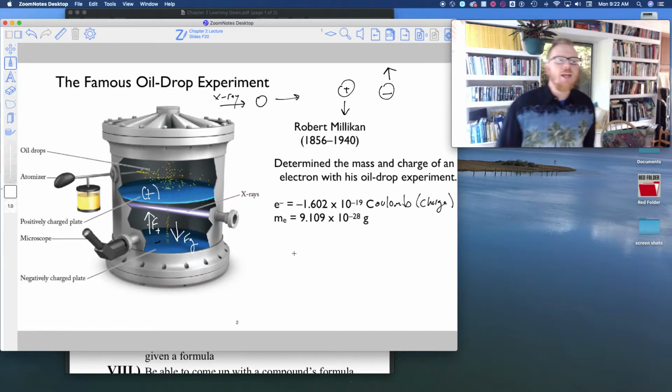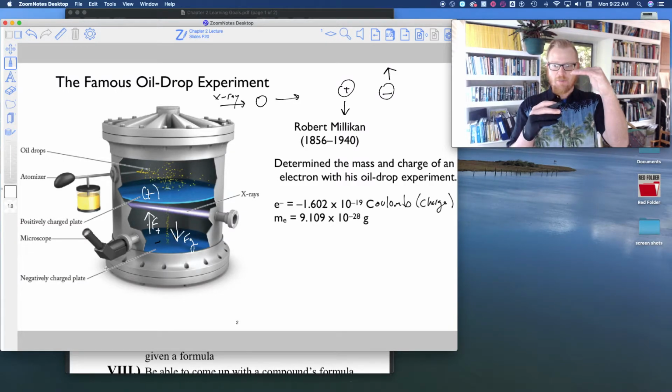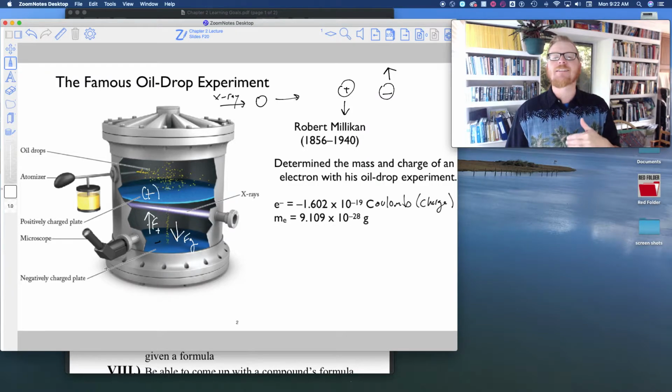Okay? And so what Millikan observed in this little microscope were some particles floating up, some particles, of course, falling down, and some particles were perfectly balanced, right in the middle. So their mass and their charge would allow them to just float between these two charged plates. So a really, really cool experiment.